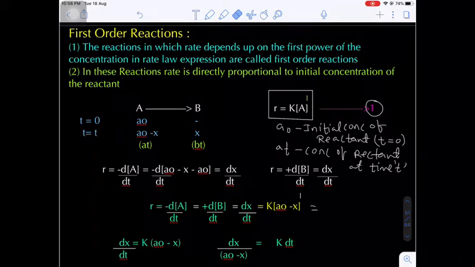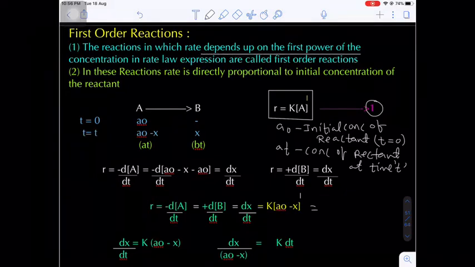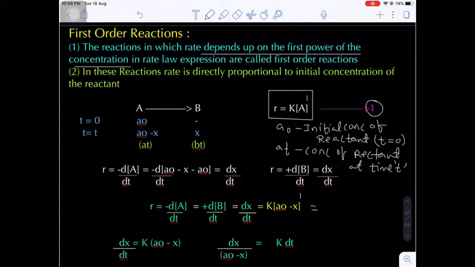Now, what is a first order reaction? The reactions in which the rate depends on the first power of the concentration in the rate expression are known as first order reactions. Otherwise, the reactions in which the rate of a reaction is directly proportional to the initial concentration of the reactant are called first order reactions.